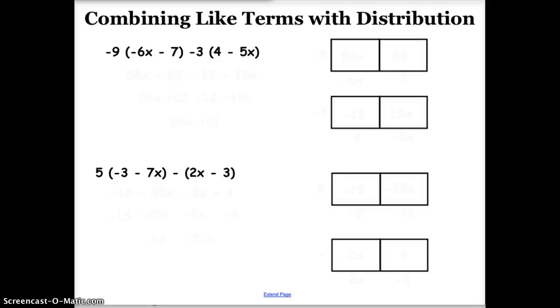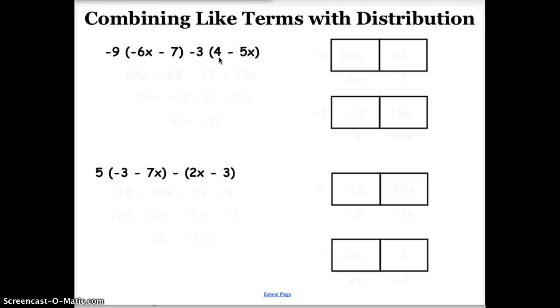This is going to be a video to help you with the exercise combining like terms with the distributive property. The first problem is negative 9 times, and then inside of parentheses I have negative 6x minus 7, and then after that I have negative 3, and then times, inside of parentheses, 4 minus 5x.